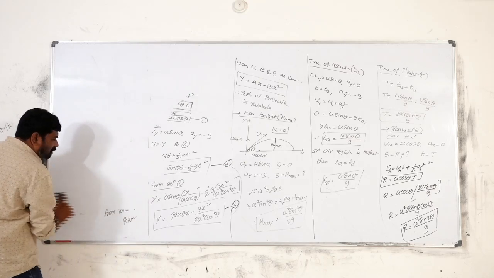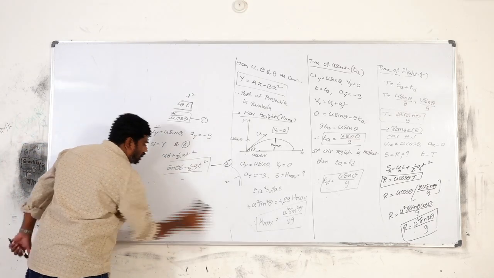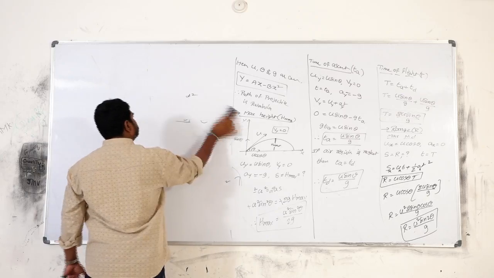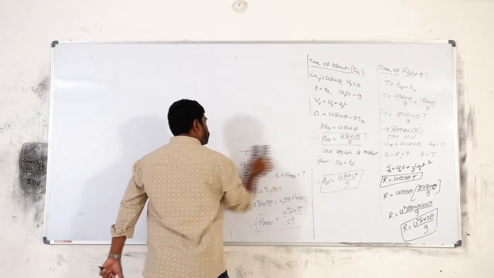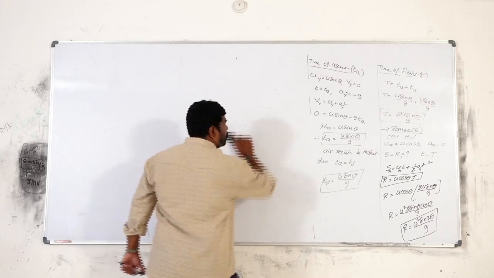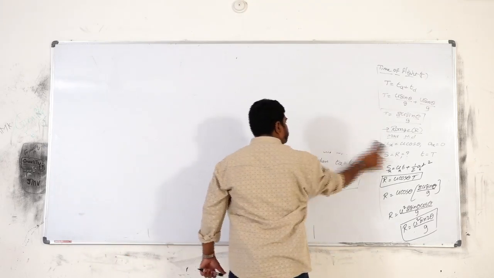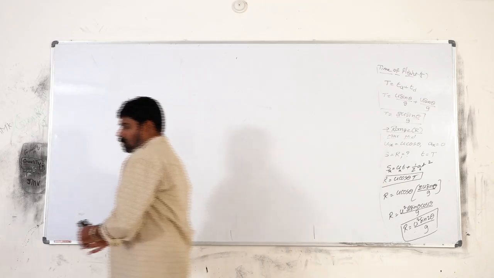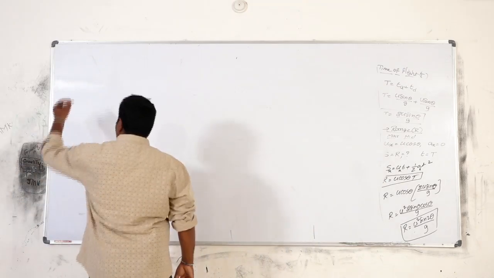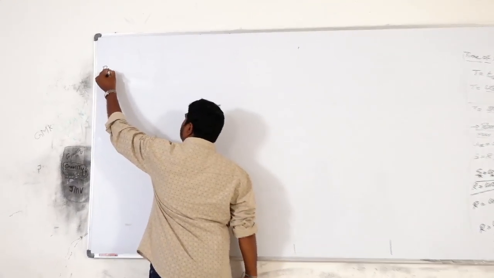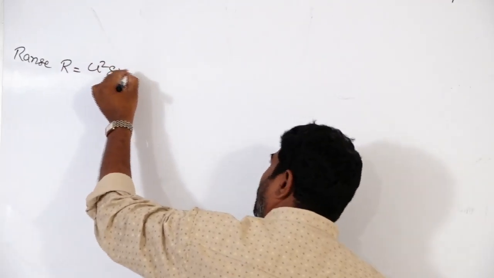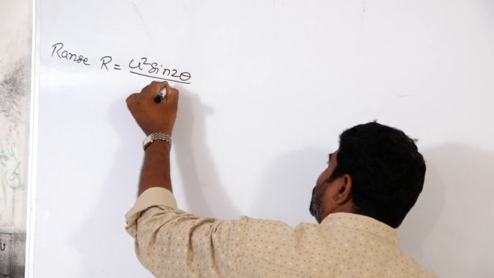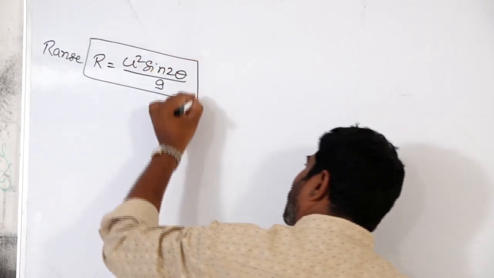Here range R is equal to, what is the formula? Range R = u² sin 2θ by g. This is the formula for the range.